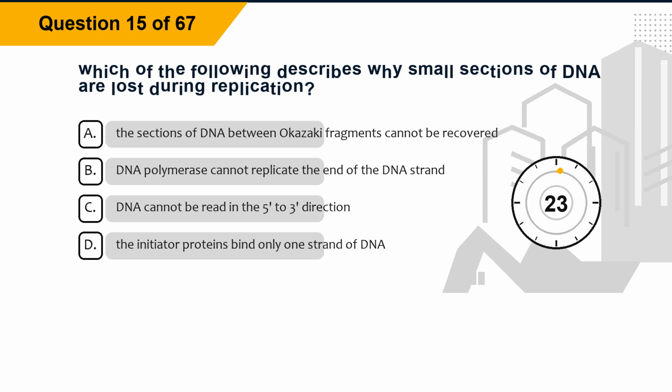Question 15. Which of the following describes why small sections of DNA are lost during replication? Option A. The sections of DNA between Okazaki fragments cannot be recovered. Option B. DNA polymerase cannot replicate the end of the DNA strand. Option C. DNA cannot be read in the 5' to 3' direction. Option D. The initiator proteins bind only one strand of DNA.